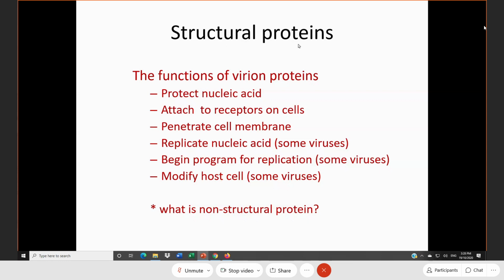Now we talk about the structural protein here. So what are the functions of the structural proteins? Capsid is a structural protein. Envelope is actually a structural protein. And on the envelope itself, there are several different types of structural protein. Capsid also has several different types of structural protein. So what is the function of the protein? To protect nucleic acids. Nucleic acids are very fragile. You expose them to UV light, they cross-link, and then they are not active anymore.